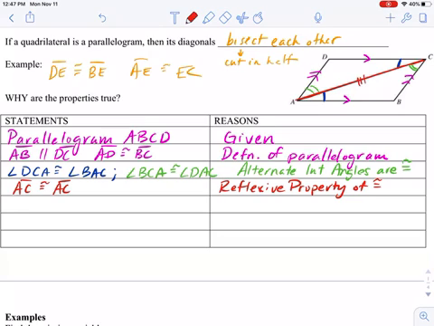So now I can say that triangle ADC is congruent to triangle CBA. And the reason I know this is because of angle, side, angle triangle congruence. And once I've proven that the triangles are congruent, now I know that corresponding parts of the triangles are congruent.